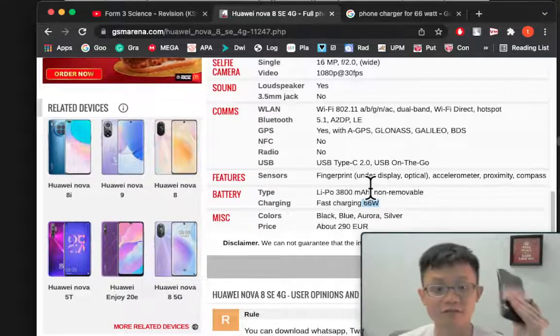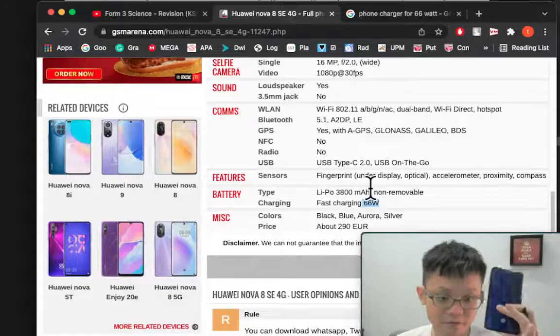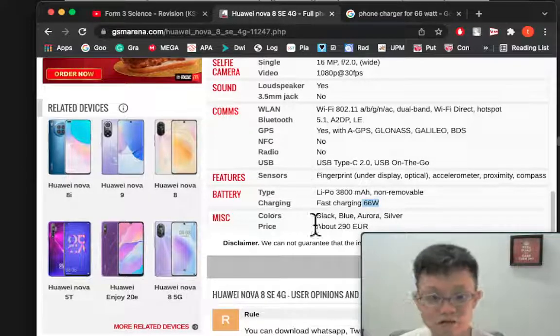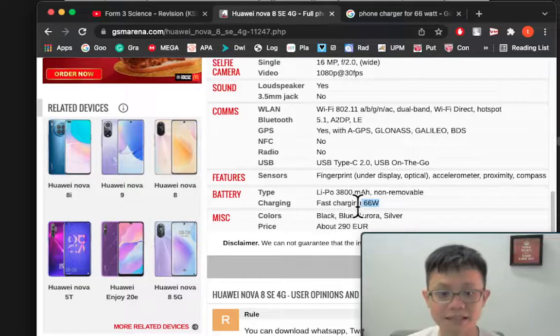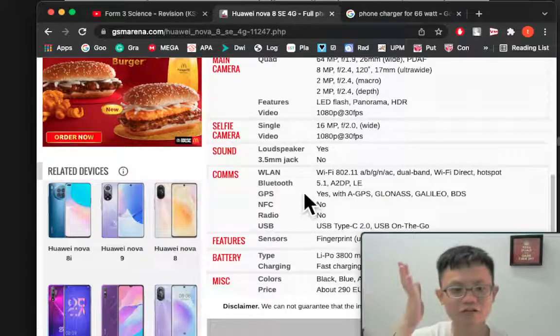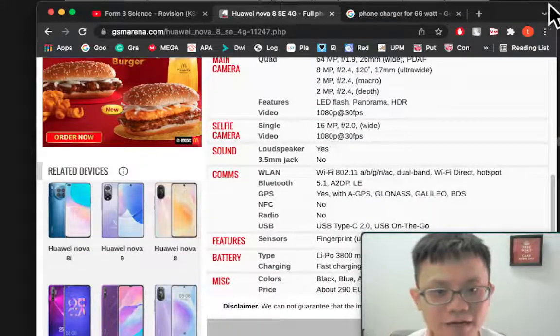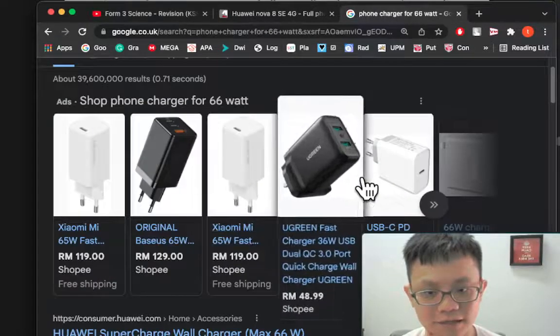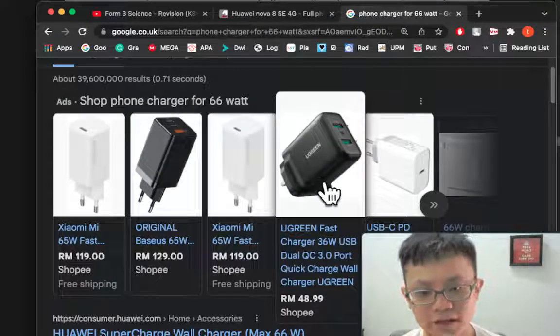My phone is 15 watt, 15 W. Of course more is better, more means it is faster. But more is no use if you use back your old charger. You need to get a good charger. So you need to be careful.